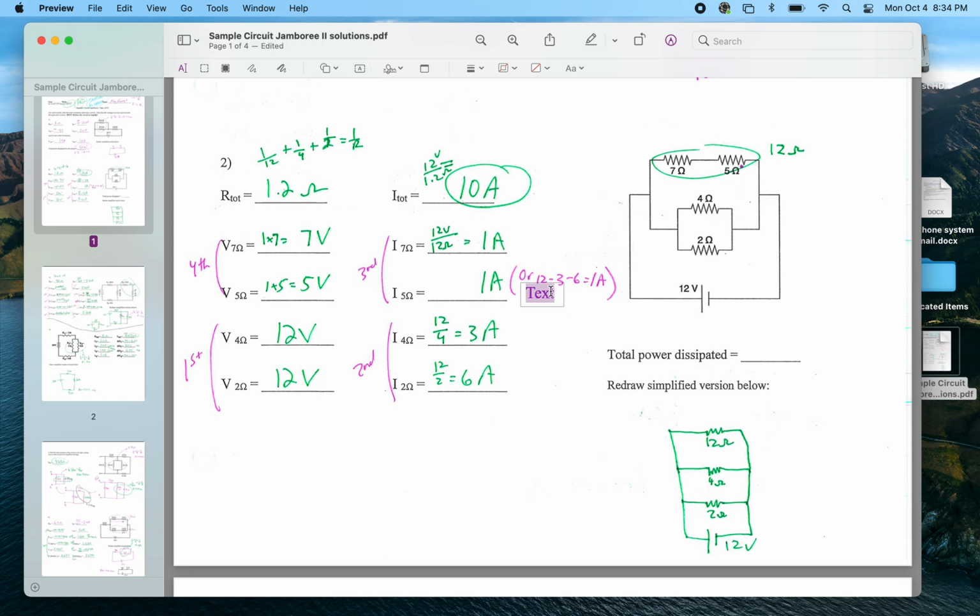The total power dissipated here is something I did not answer properly, so I will have to do that now. That's going to be equal to 10 amps multiplied by 12 volts, or 12 volts times 10 amps, that equals 120 watts.